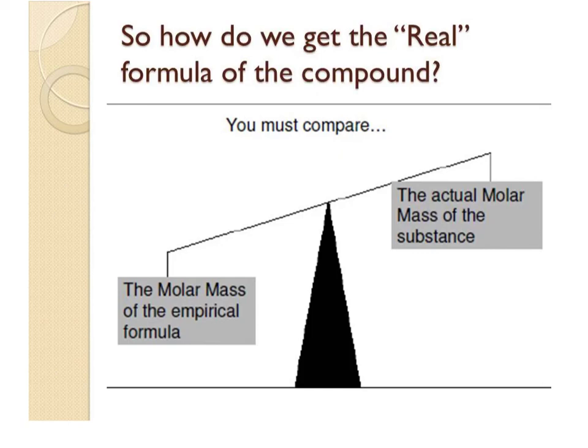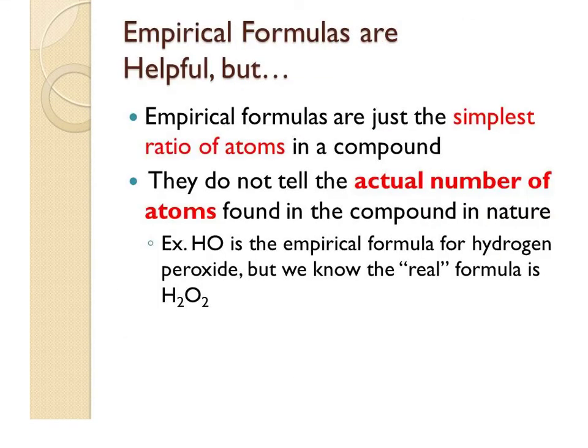So if we wanted to find out the real formula, or the formulas that you guys are accustomed to writing, we have to compare the molar mass of the empirical formula to the actual molar mass of the substance. Empirical formulas are pretty helpful. However, they're just the simplest ratio of the atoms in the compound. Again, they don't tell you the actual number of atoms in the compound. They just give you a general idea of what is in it.